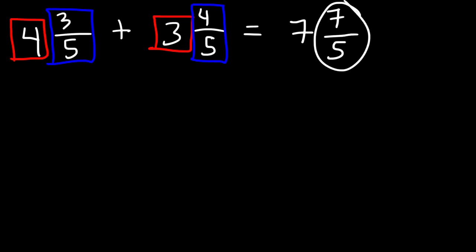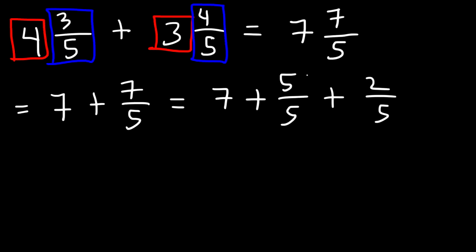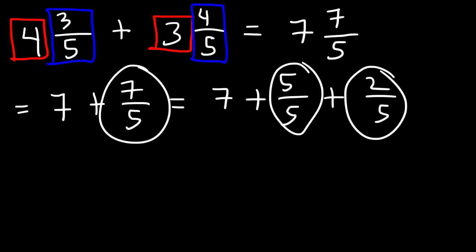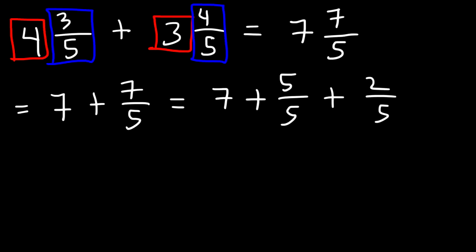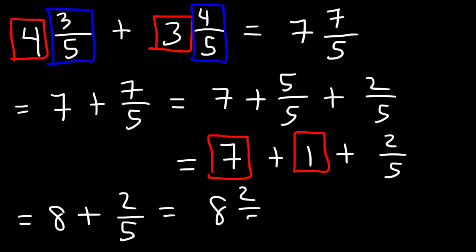So once again, we have an improper fraction. So let's expand the expression first. So this is 7 plus 7 over 5. Now 7 over 5, I want to write that as 5 over 5 plus 2 over 5, because these two add up to 7 over 5. Now 5 divided by 5 is 1, so I have 7 plus 1 plus 2 over 5. So now I can add these two numbers, 7 plus 1, and that's going to give me 8 plus 2 over 5, and so my final answer is 8 and 2/5. And so that is it for this example.